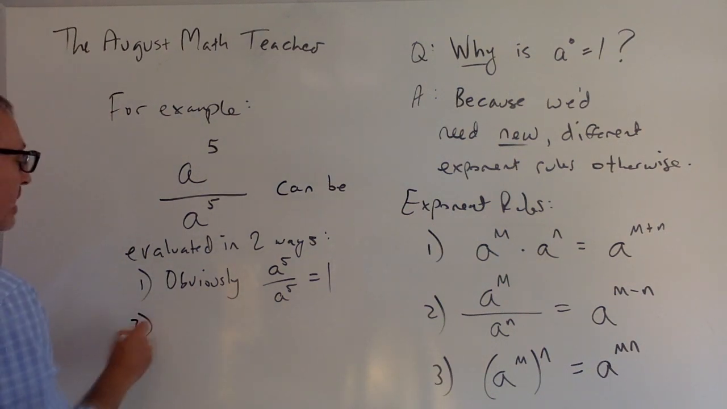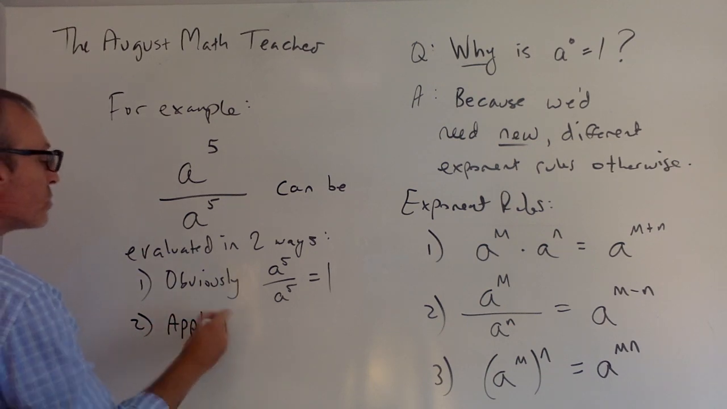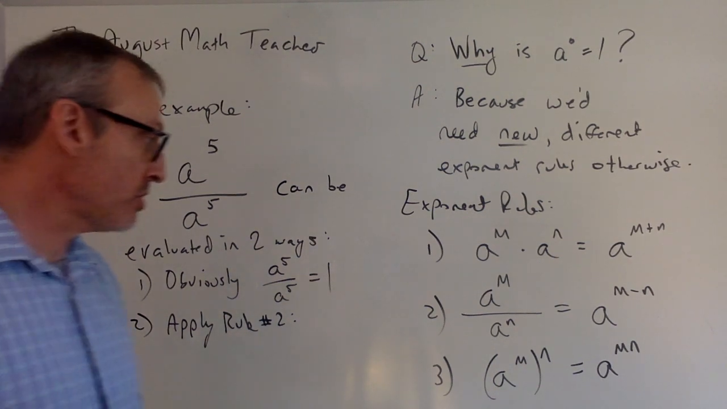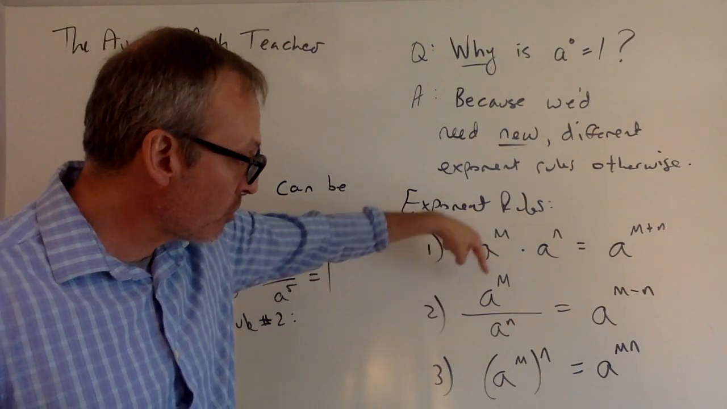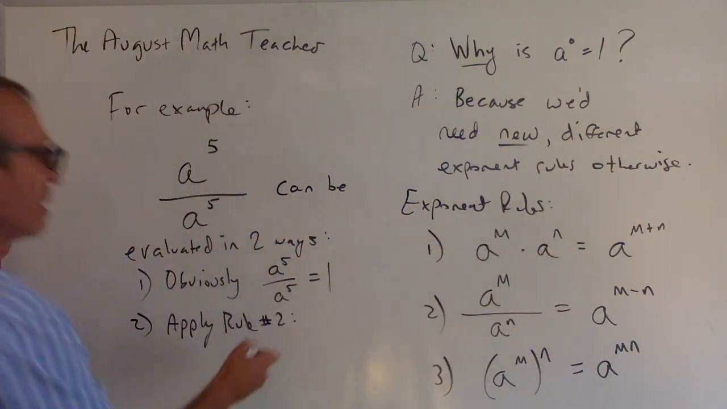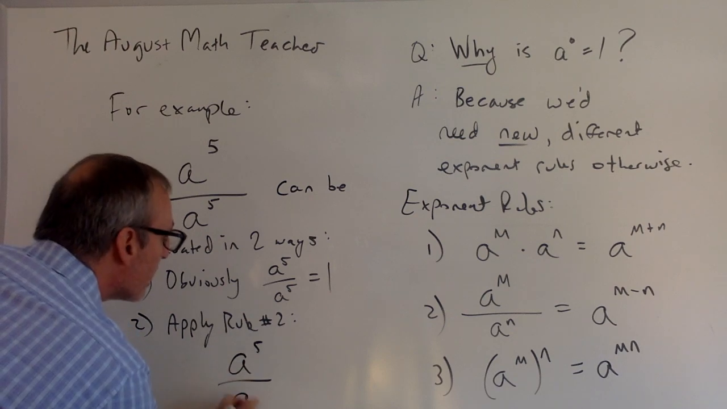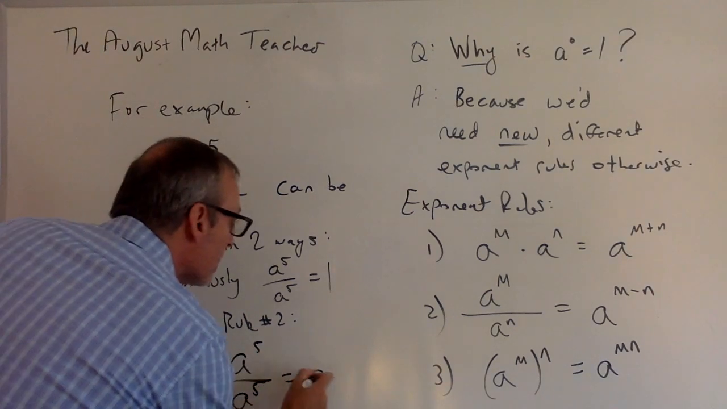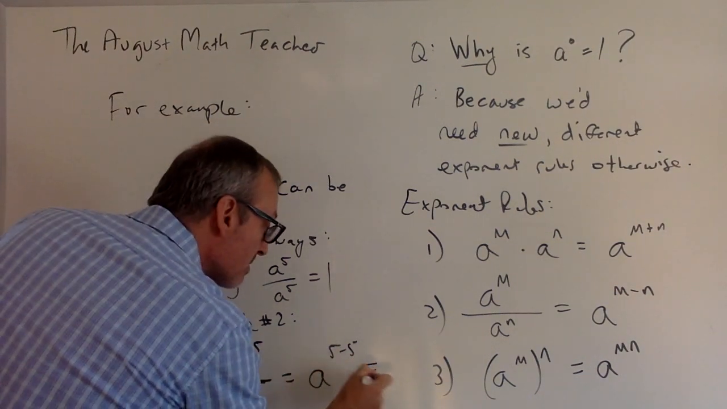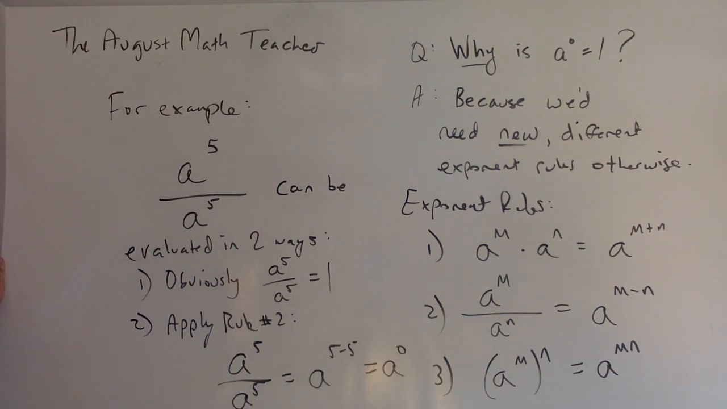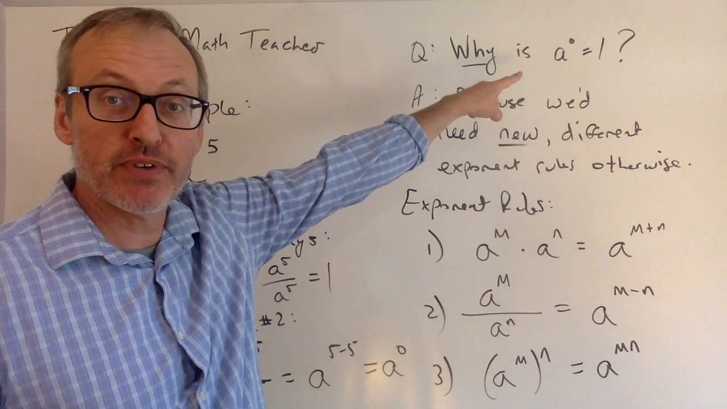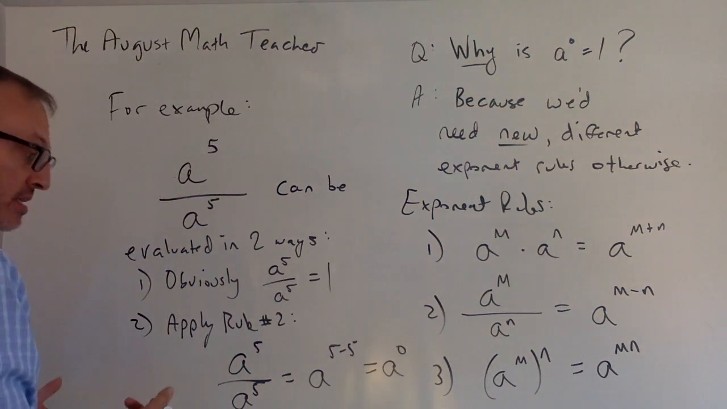But a second way is to apply rule number 2. Rule number 2 says if you have a to a power over a to a power, that's supposed to equal a to the difference between the powers. A to the 5 over a to the 5 is supposed to be a to the 5 minus 5. And notice that 5 minus 5 is 0. And so what we have here is a proof, in a way, that we have to define this in order for our rules to continue to work.